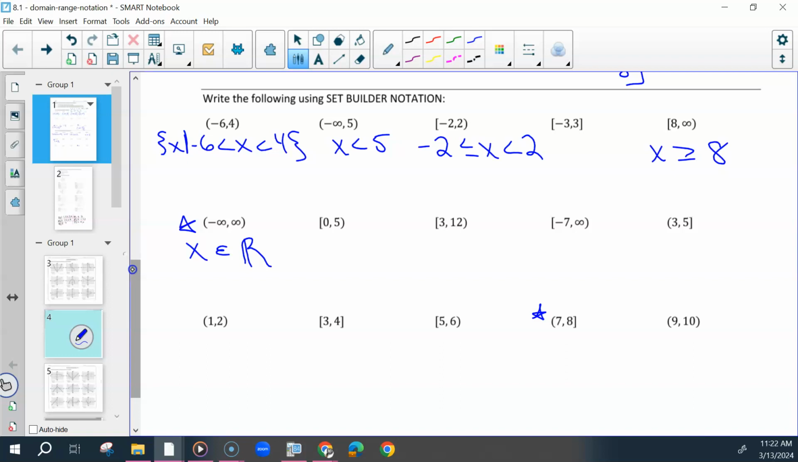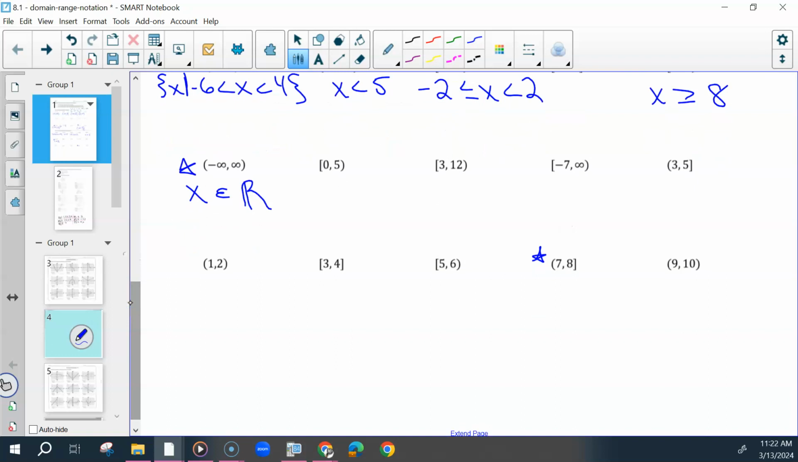It really reads x is an element of all real numbers. It's an E for element. But it just means the same thing.